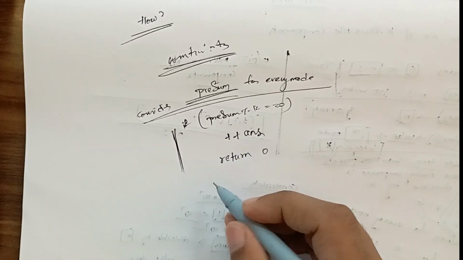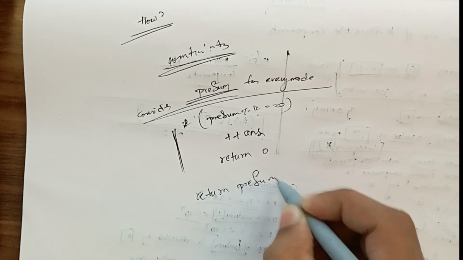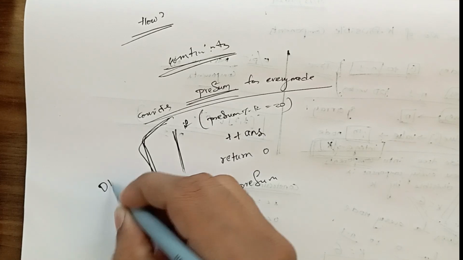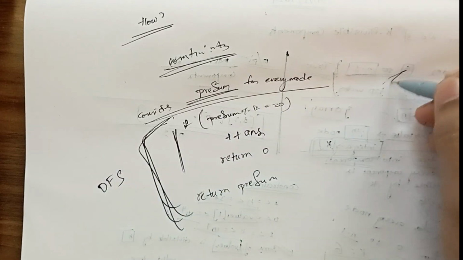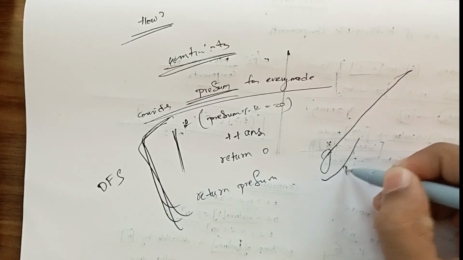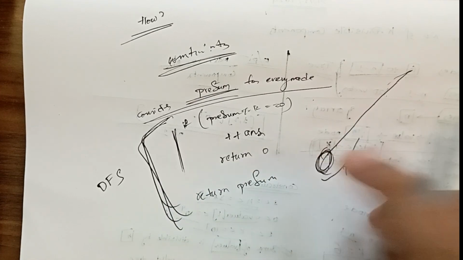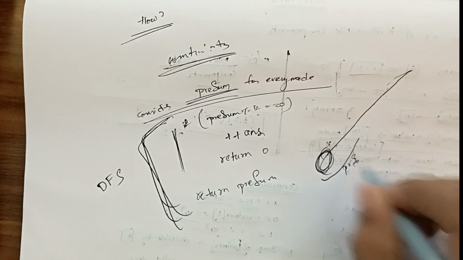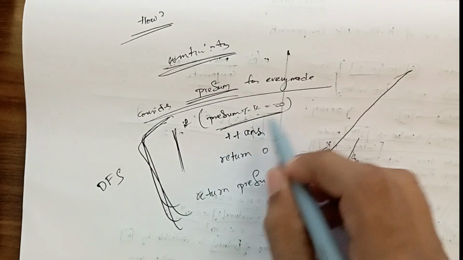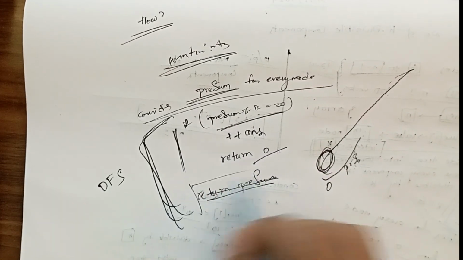Else, if it is not, then we'll be returning the prefix sum. So this will be in our DFS algorithm. As I said, we'll be going to the end and coming back up. We'll be sending the prefix sum, or 0 if it is divisible by k. Else we'll be returning our prefix sum.